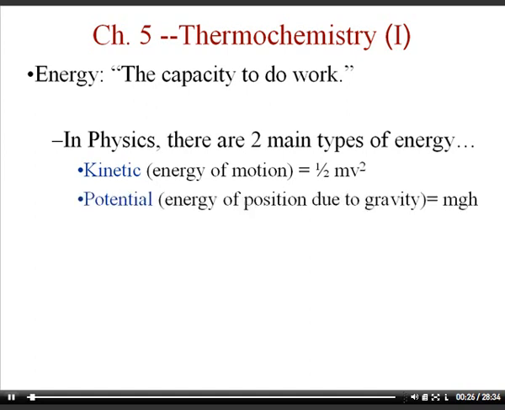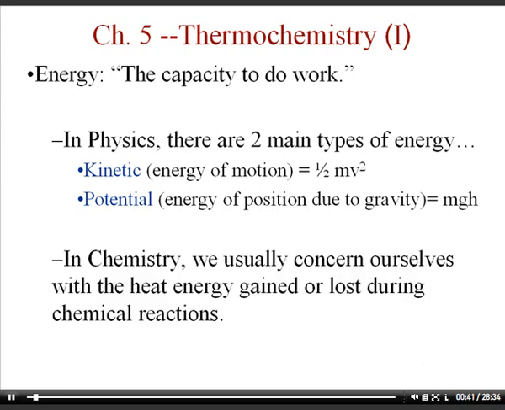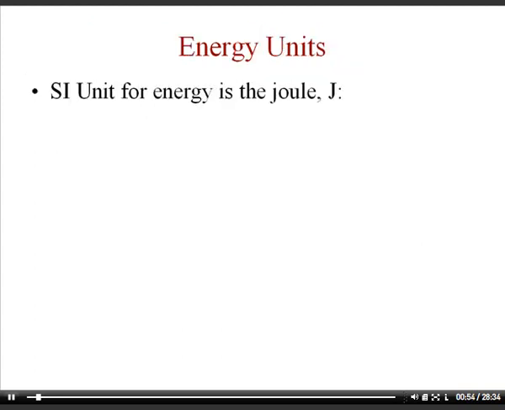And we also have potential energy, which is the energy due to the position of an object, mainly due to gravity, which is calculated by taking the mass of the object times the acceleration of gravity times the height that it's off the ground. So there's two types of energy, kinetic and potential. In chemistry, we usually concern ourselves with heat energy that's gained or lost during chemical reactions. So we're not going to worry too much about kinetic and potential energy, but mostly with the energy of heat of a reaction. On the next slide, we have the units for energy that are used.